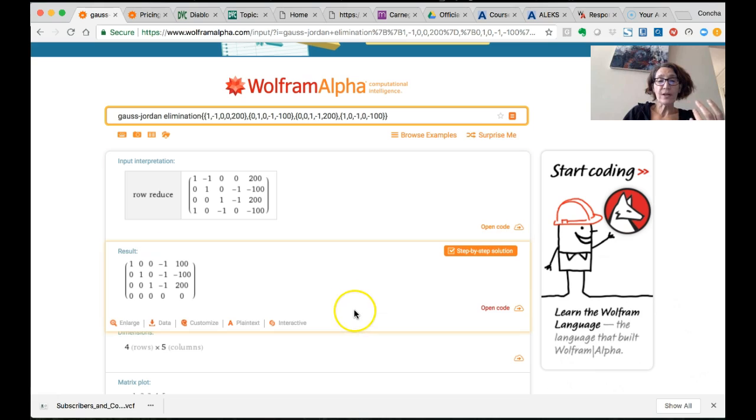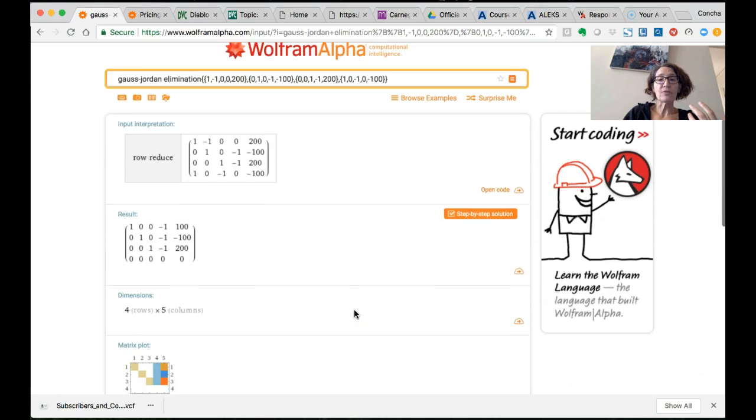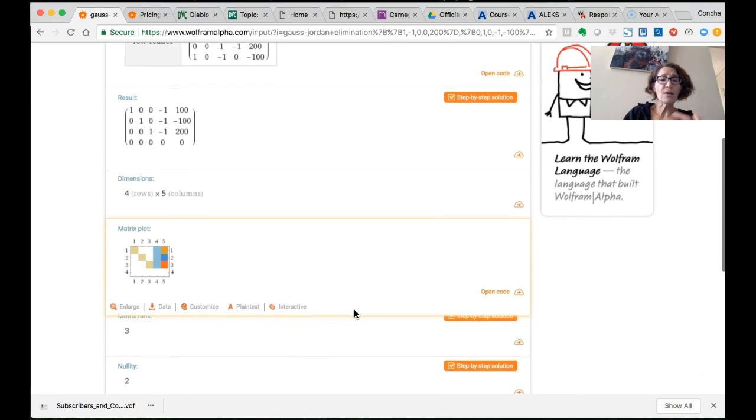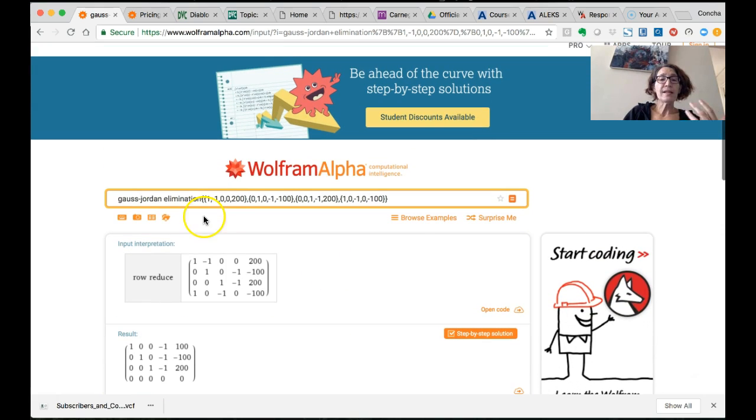This is a very, very powerful website. You can use it for chemistry, physics, all kinds of things. And it's very intuitive. If you don't know a command, just type in a word that you think the command should be called, and it'll give you some options or some examples, so you can browse examples here.